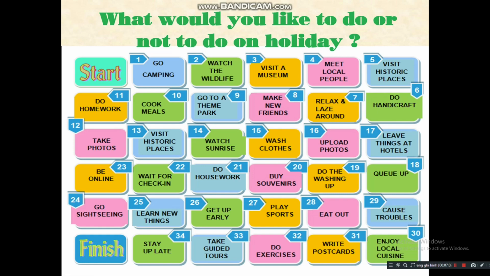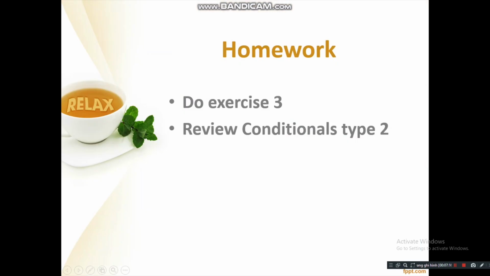So that is an example of what you could do with the actions or the activities given. So feel free to choose whatever you like. And that is it. That is the end of today's lesson.